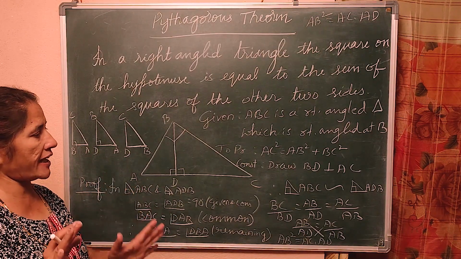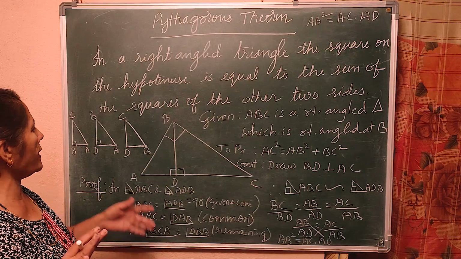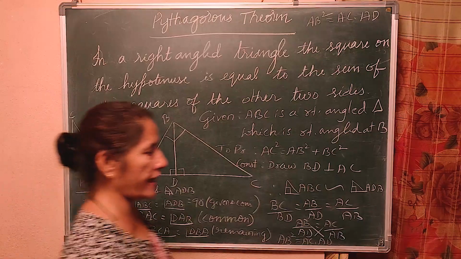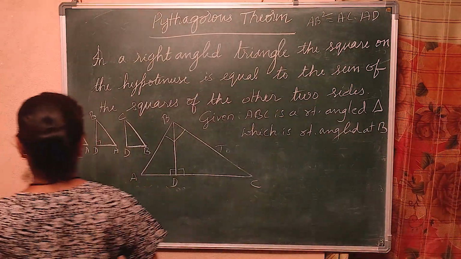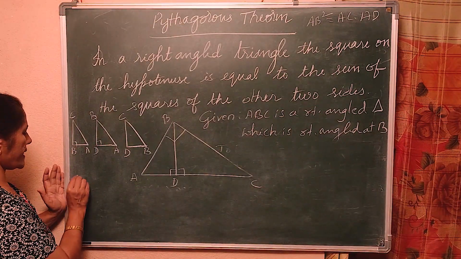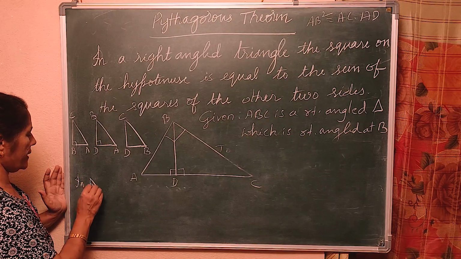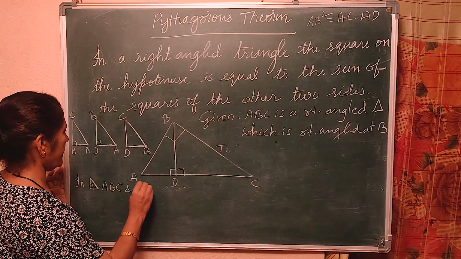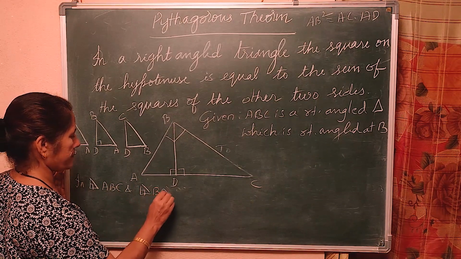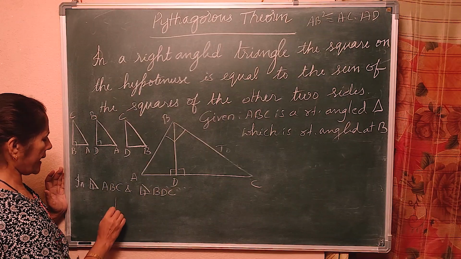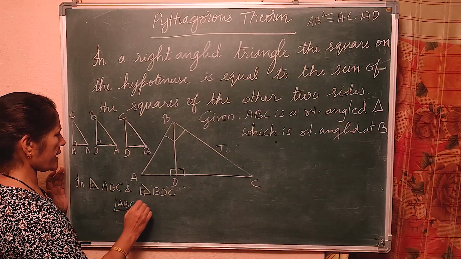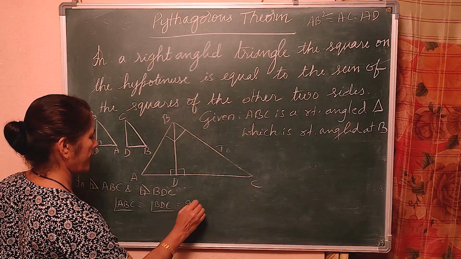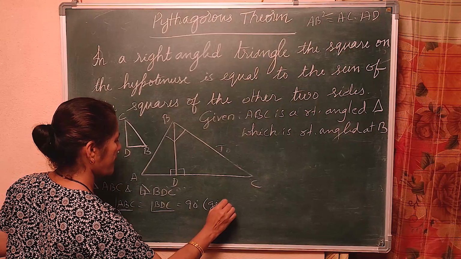Now, what is my next aim? My next aim is to take the original triangle ABC with this triangle. Shall we try? I take the original triangle. In the right angle triangle, which is that? ABC and triangle BDC. First point, angle ABC is equal to angle BDC is equal to 90 degrees. Why? Given and construction.